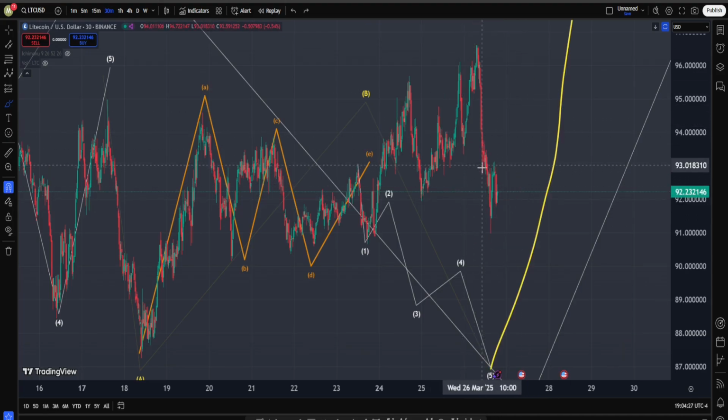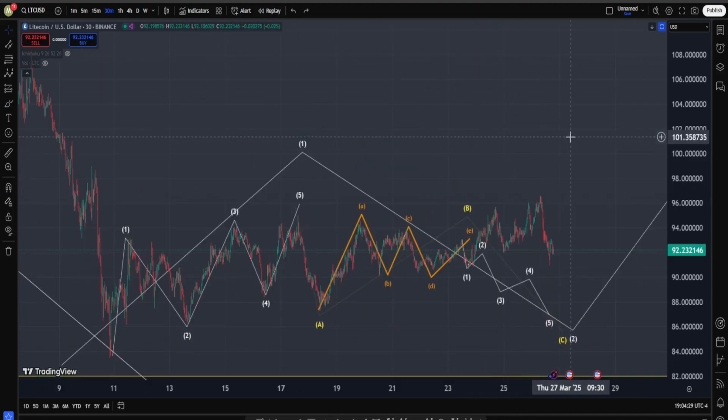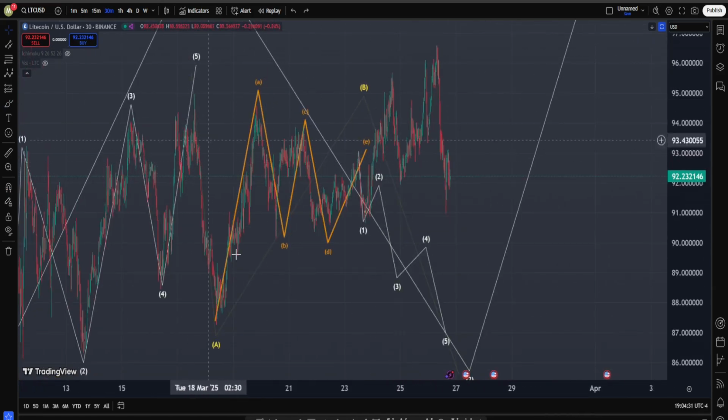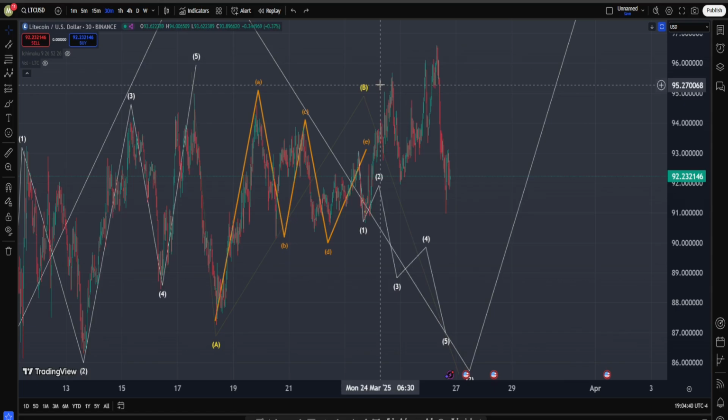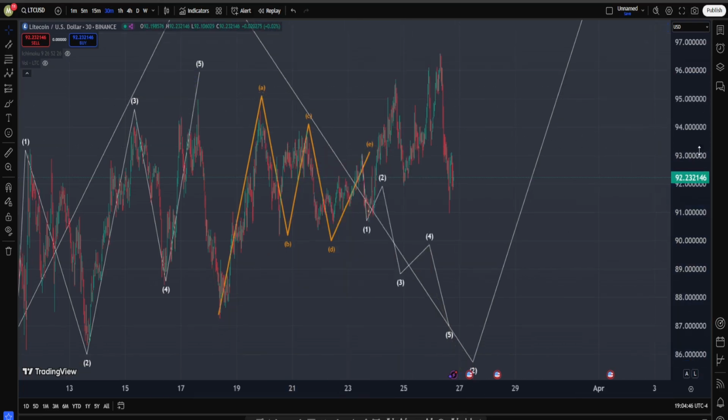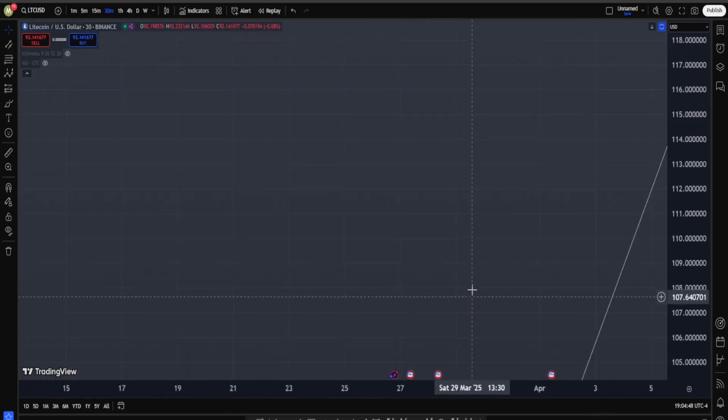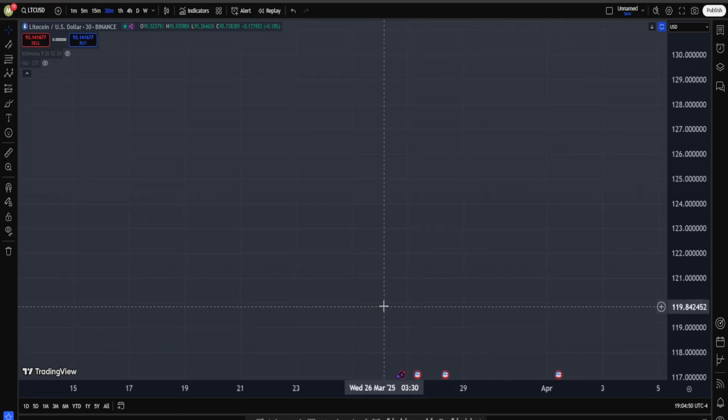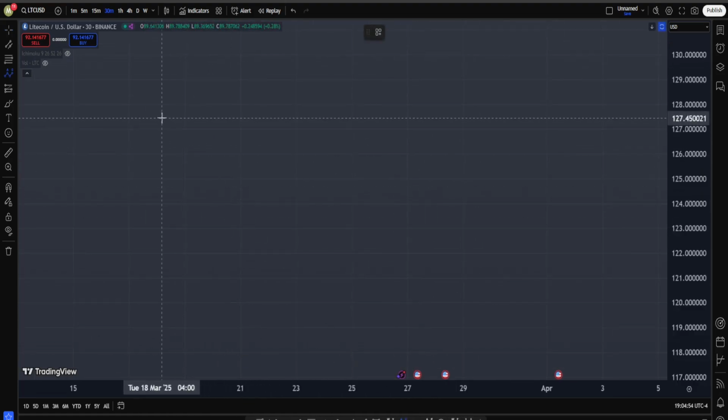Why is that? You see, in the previous update about Litecoin, we talked about the possibility of having an ABCDE, a triangle for wave B, and one more move down into our C leg. And then I said, I'm hoping that we are going to start another move up. Now, if you check out the video before that, we also talked about the possibility of having either a running flat or maybe an expanded flat. And I think we need to talk about an expanded flat in today's update, which looks like this.